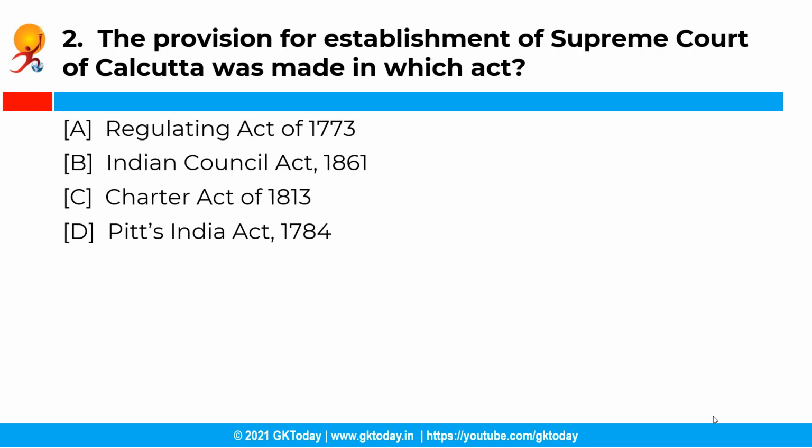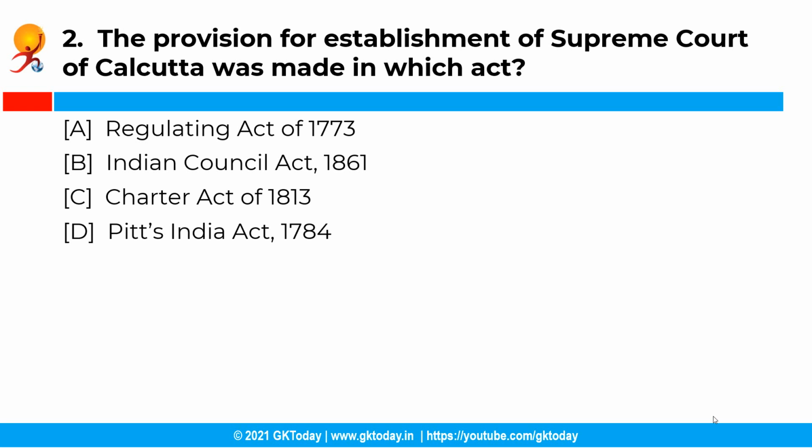Now let's move to the next question. So the provision for establishment of Supreme Court of Calcutta was made in which act? Your options are option A, Regulating Act of 1773, option B, Indian Council Act of 1861, option C, Charter Act of 1813, and option D, Pitt's India Act of 1784.